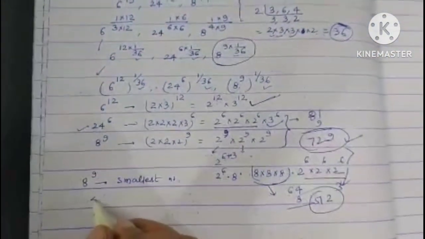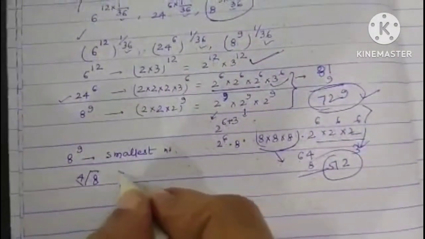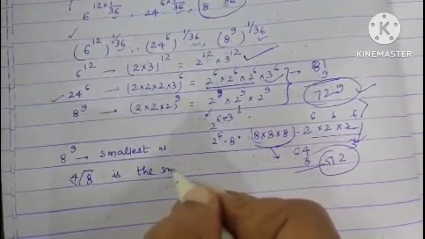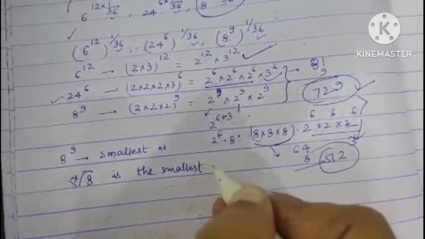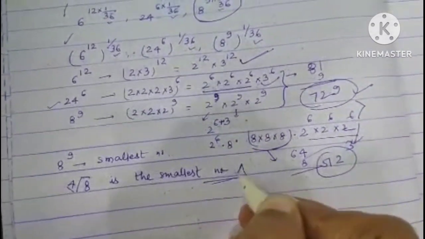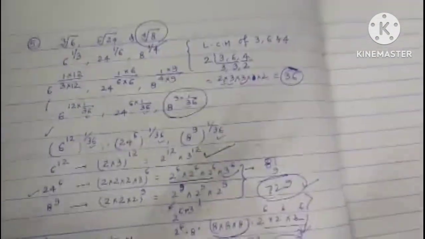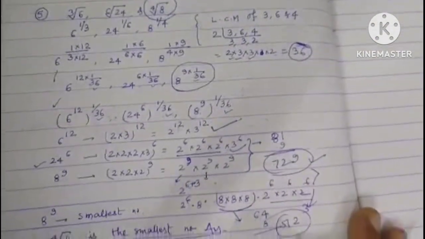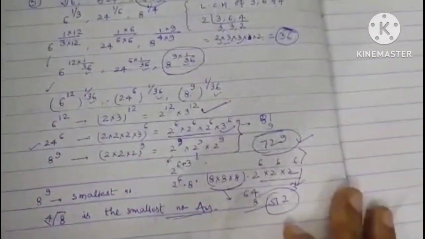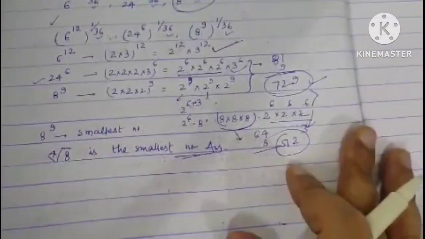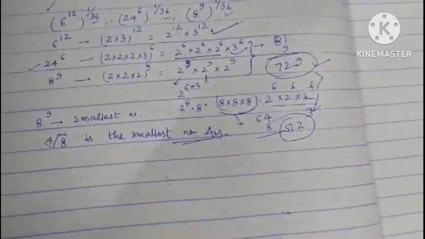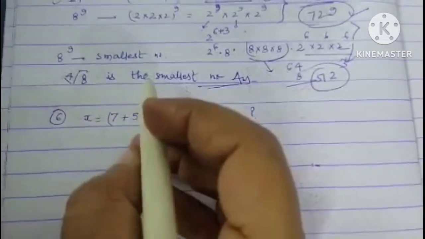So fourth root of 8 is the smallest number. Answer. You can practice it without watching the solution, because this is a good question, I think. So one question is remaining. Okay, let us solve that one. This was our last question.